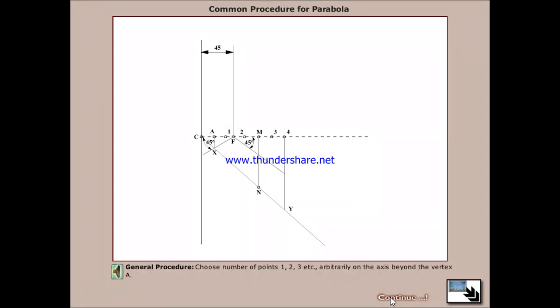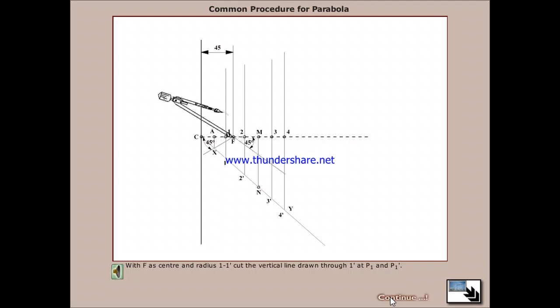General procedure. Choose number of points 1, 2, 3, etc. arbitrarily on the axis beyond the vertex A. Draw the perpendiculars to the axis to extend on either side of it at 1, 2, 3, etc. to cut the eccentricity line at 1 dash, 2 dash, 3 dash, etc. With F as center and radius 1 to 1 dash, cut the vertical line drawn through 1 at P1 and P1 dash.